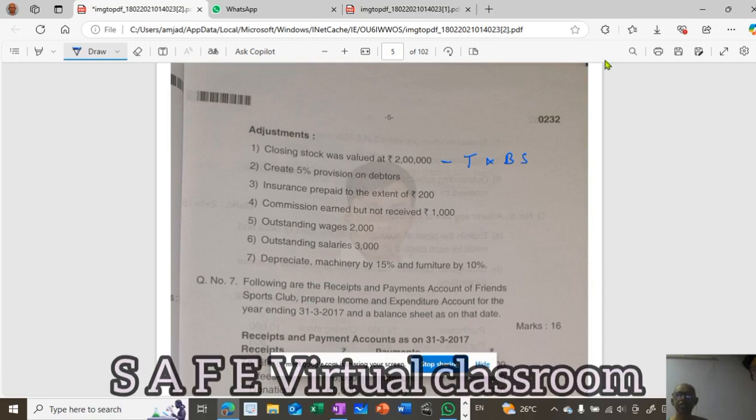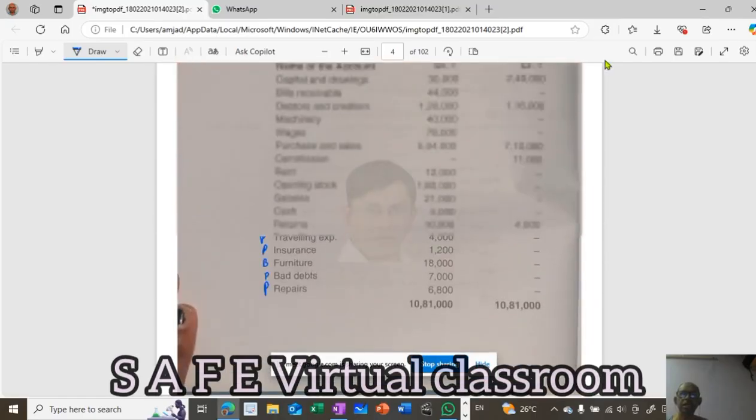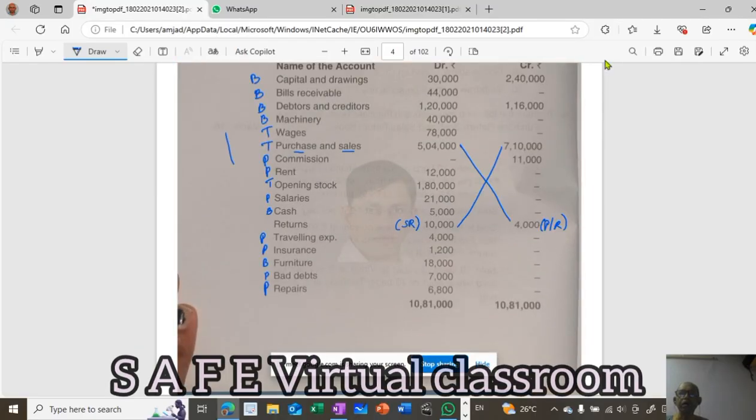Fine. Create 5% provision on debtors. What you have to do? Wherever there were debtors, we have to deduct 5%. Create 5% provision means you think that 5% of the money you will not get. So, what are the debtors? Sundry debtors, whatever debtors are there.